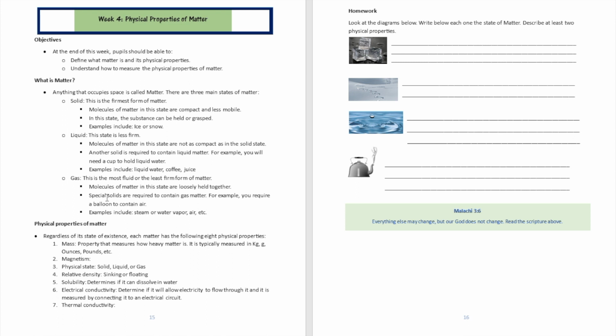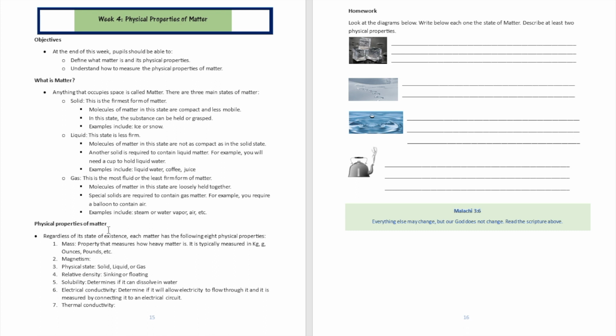Then what about gas? Well, gas is even going to be more problematic. You cannot hold gas just simply by trying to hold gas with a container or with a glass cup. You need special solids to be able to do that, like a balloon. You need to make sure you blow air into your balloon and tie the balloon up so the air does not escape your balloon. Well, those are going to be different states of matter.